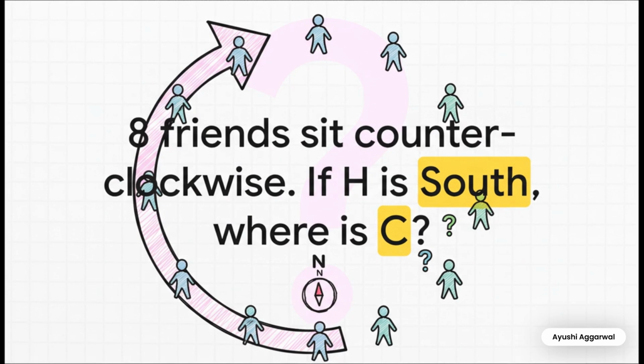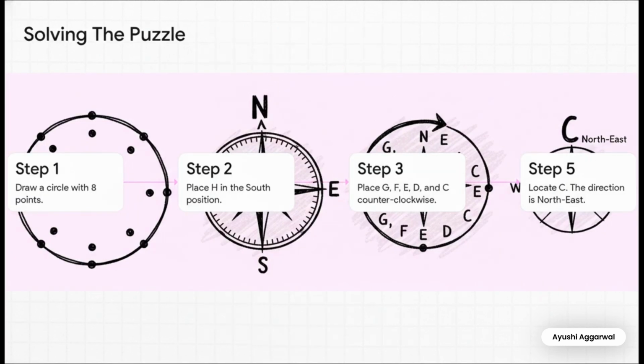Let's put this concept into practice with a typical seating arrangement problem. You have 8 friends sitting in a circle counterclockwise. We know H is in the south. The question is, where is C? Why don't you pause the video and try to solve it yourself? The approach is simple. First, place H and then just fill in the rest. All right, let's see how you did.